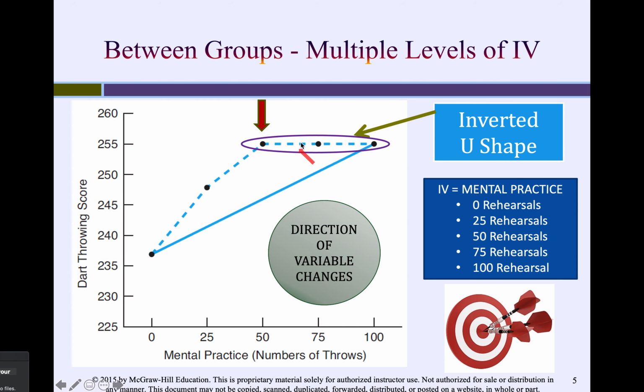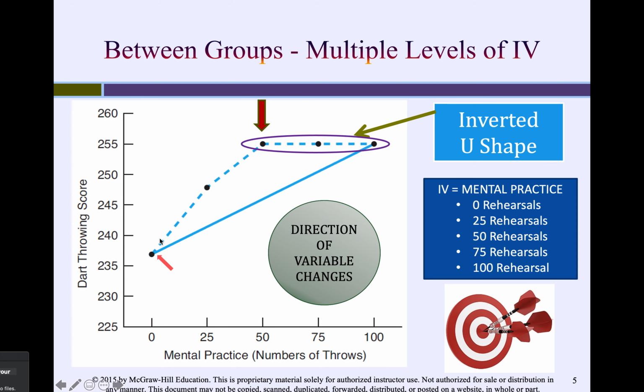And again, we wouldn't have been able to see this if we only had, let's say, 2 levels of the independent variable. No mental rehearsal practice or 100 mental rehearsal practice. We wouldn't have been able to see that. We would be like, whoa, that's a big change. But you really don't need to mentally practice 100 times throwing darts. You only need to do it 50 times because that's the magic number and you'll still get a relatively high score. And this is what we mean by the direction of the variable changes depending on the level or the number of times that you rehearse in your mind this particular dart throwing.